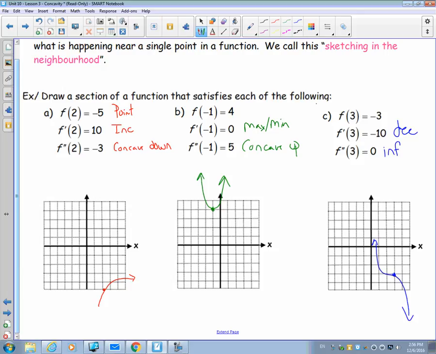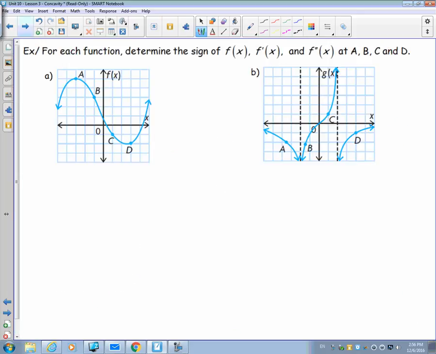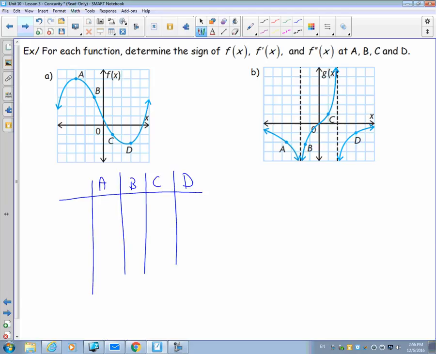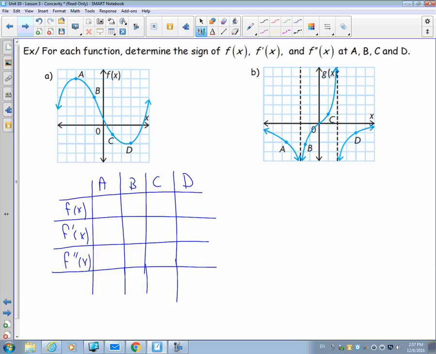Okay, here's your last one, last idea for today. Can you figure out for me the signs, don't care about the numbers, but the signs of your function, your derivative, and your second derivative at each of the points A, B, C, and D? So here's what we're going to do. Let's make a table. So I want to know A, B, C, and D, and I want to know what kind of signs our function has, our derivative has, and our second derivative has. So basically, are we increasing, decreasing, positive, negative, all that good stuff.